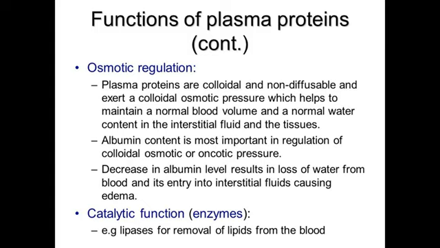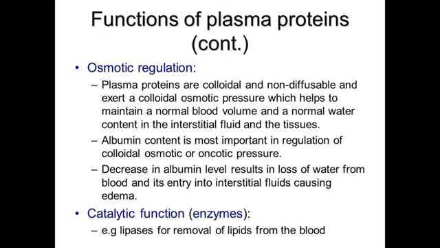Now the second is osmotic regulation. Plasma proteins are colloidal and non-diffusible and exert a colloidal osmotic pressure which helps to maintain normal blood volume and a normal water content in the interstitial fluid and the tissue. Albumin is most important in the regulation of colloidal osmotic or oncotic pressure. A decrease in albumin level results in loss of water from the blood and its entry into the interstitial fluid, causing edema.